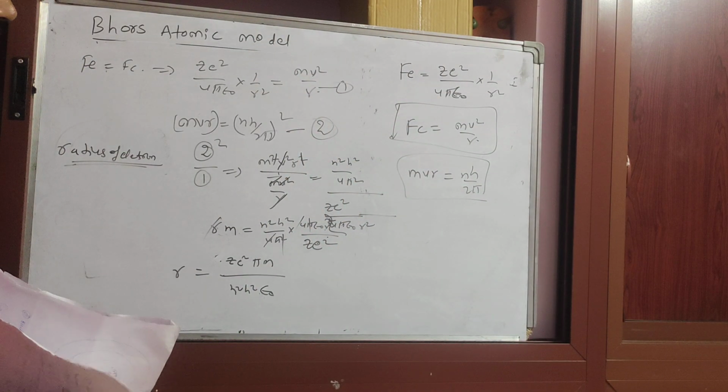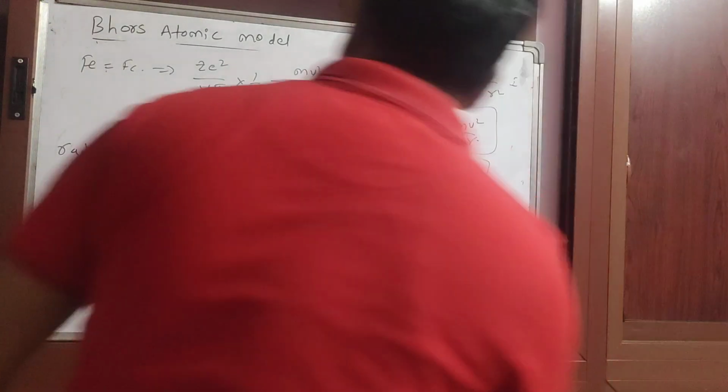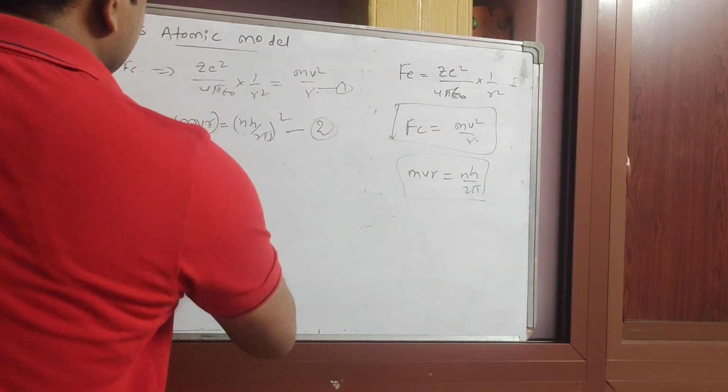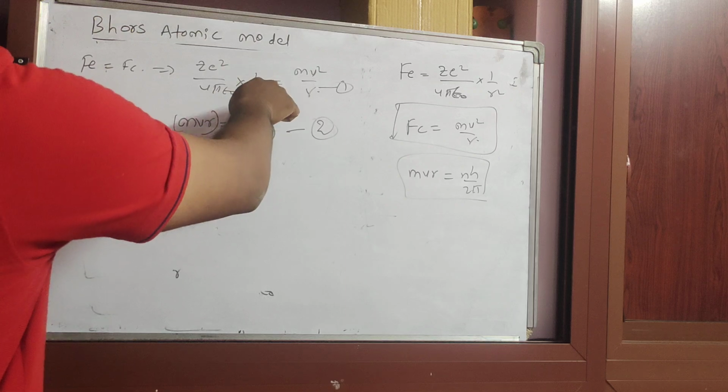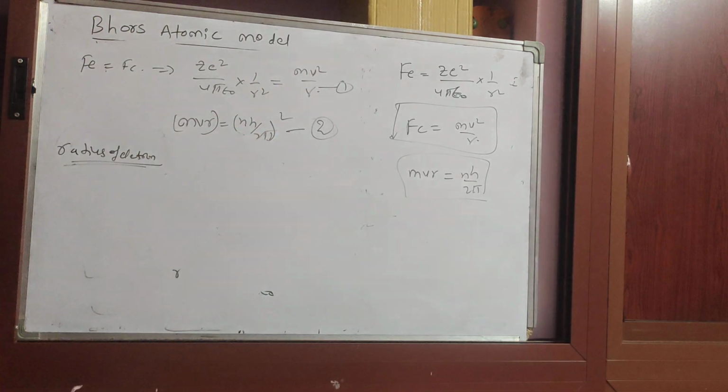Small mistake. By using this formula, you have to discuss the small mistake. This is one of the formulas: mv square by r equals Ze square by 4 pi epsilon naught r square. This is one equation, and mvr equals nh by 2 pi is the other equation.